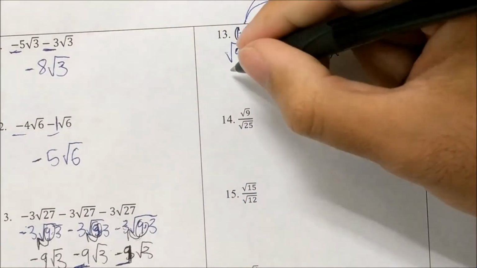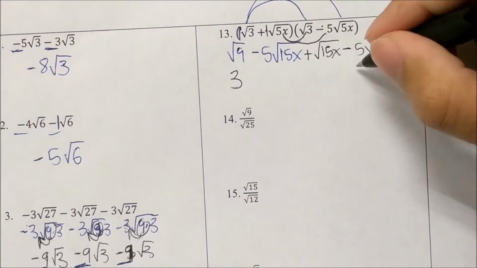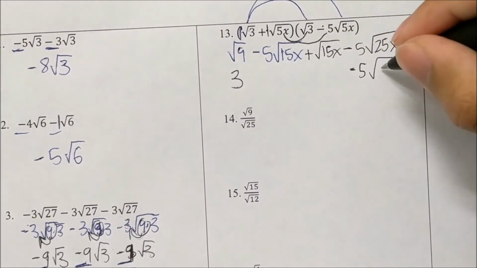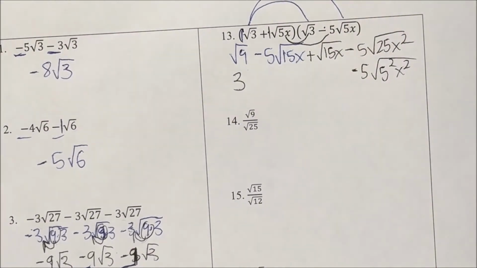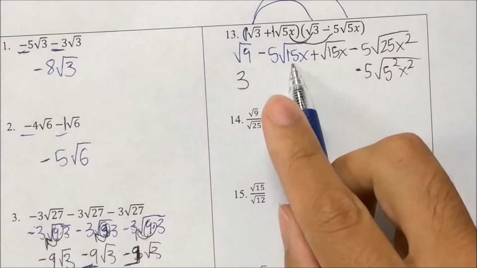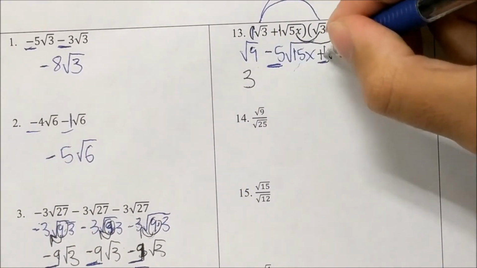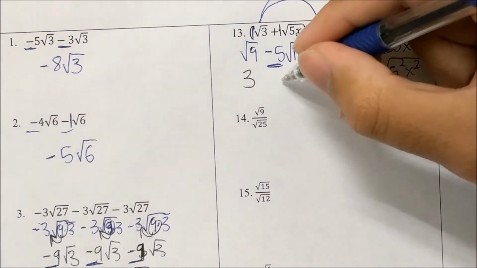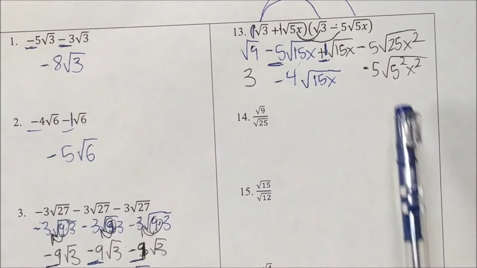Square root of 9 is 3. Okay, so I can rewrite this 25 as 5 squared. And then in the middle here, these are exactly like terms. They're both square root of 15x. So I have negative 5 plus 1. So that's minus 4 radical 15x.